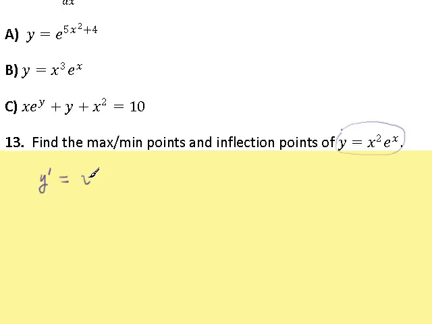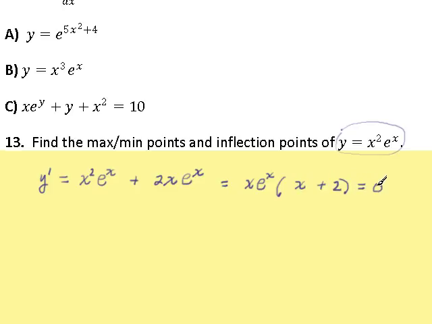So we have the first, that's x squared, times the derivative of e to the x, which is e to the x, plus the derivative of x squared, times the second, times e to the x. Let's factor out e to the x, and we can also factor out x. So let's factor out x e to the x. All right, so there we have x plus 2.